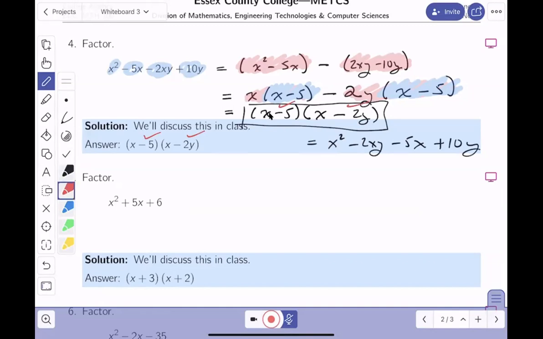Let's go through it. Look at the original problem. Do I see x squared? I do. Do I see 10y? I do. Now someone says I see these guys, but they're in different order. That doesn't matter. I still see minus 5x. I still see minus 2xy. Worked out beautifully.